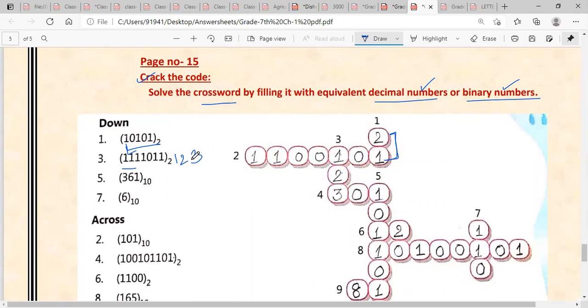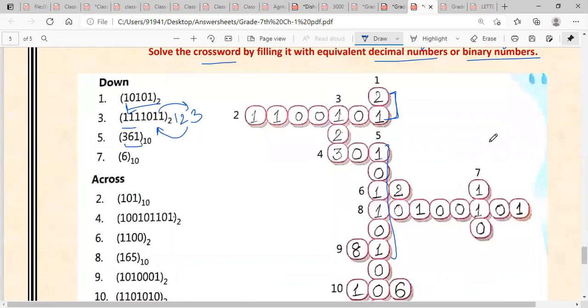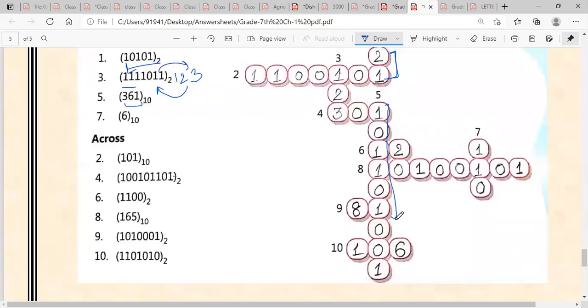Convert 123, whose binary number is 1111011. Okay, you can convert in a forward direction, or you can also convert in a backward direction. Next, 361. You can see here the binary number of 361. Okay, up to this, this is the binary number 101101001. Okay, this is the binary number of 361, and the binary number of 6 is 110.